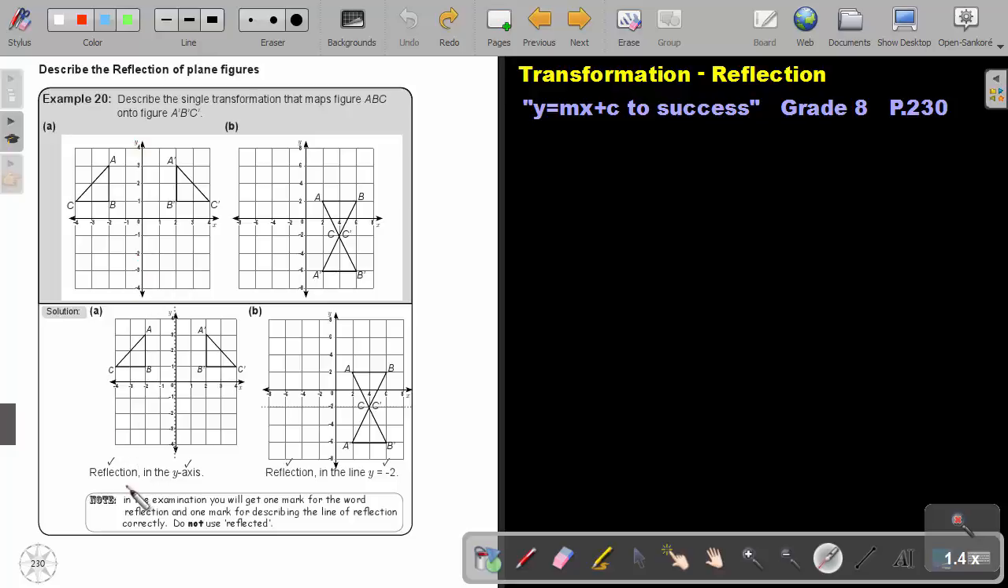So look how I'm going to describe it. I must mention the word reflection. And I must mention the line of symmetry. So in the y-axis. So 1 mark usually in the exams you will get for reflection and 1 mark for the y-axis.